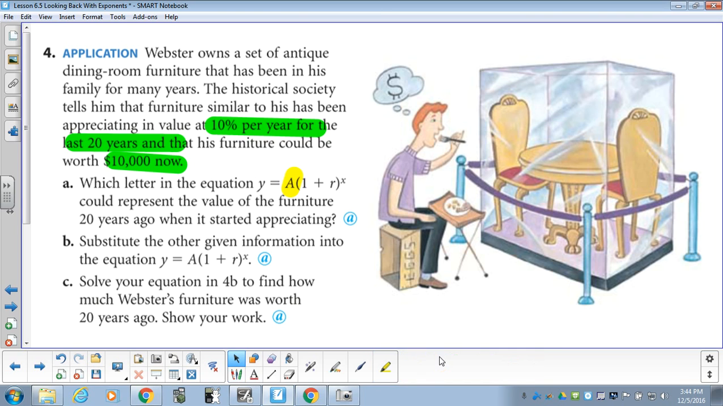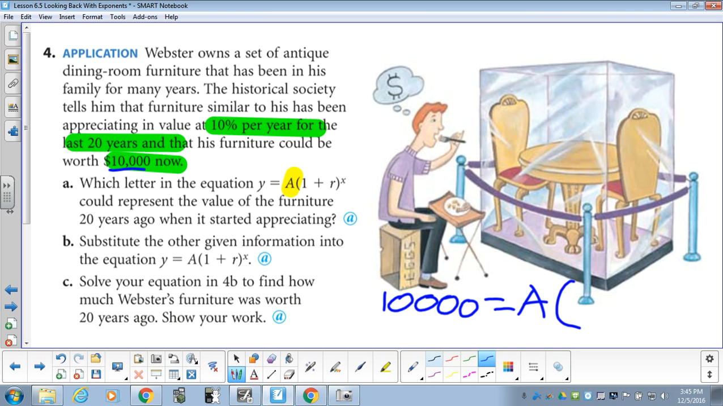B, substitute the other given information into the equation. We want to plug and shove. We want to substitute what we know. We don't know how much it was worth initially, but A is how much it was worth initially. But what do we know? We know how much it's worth now. How much is it worth now? It's worth $10,000 now. So we say 10,000 equals, we don't know what A is, times the quantity of 1 plus, we want to say our rate as a decimal.